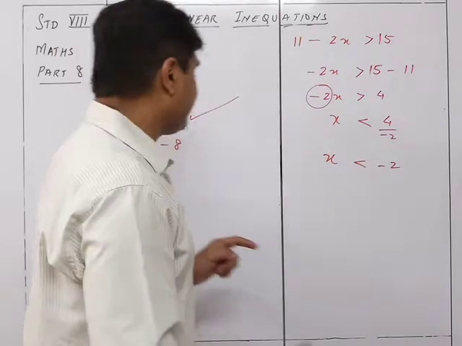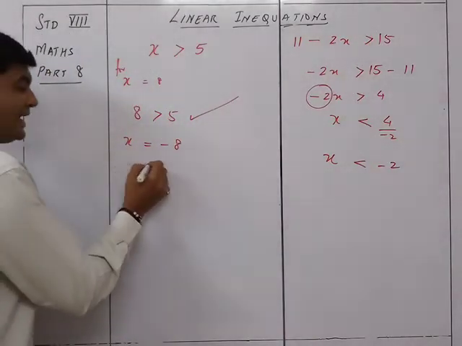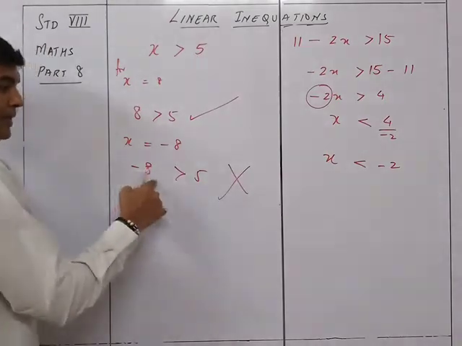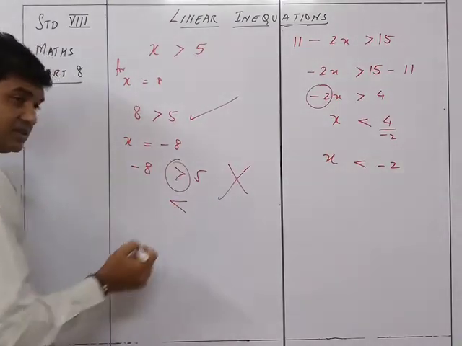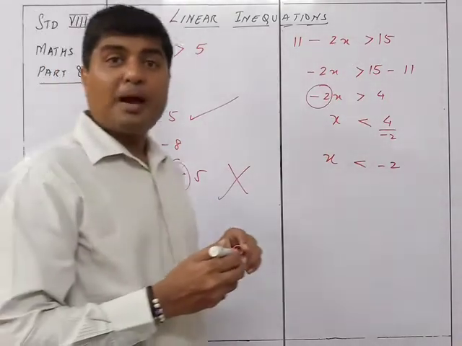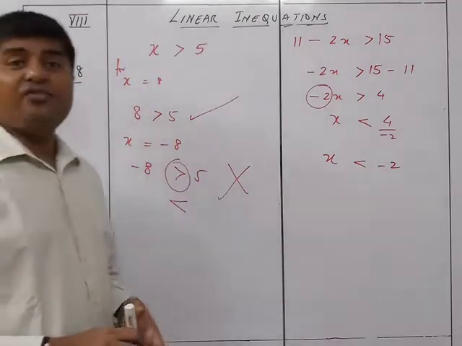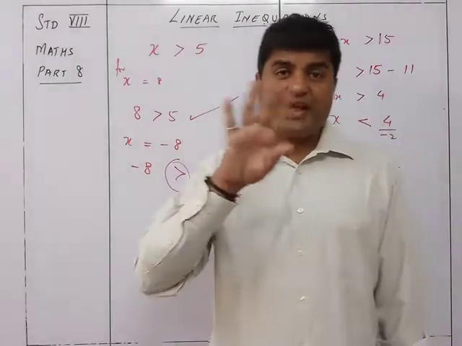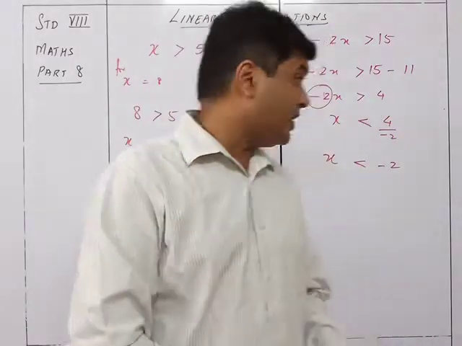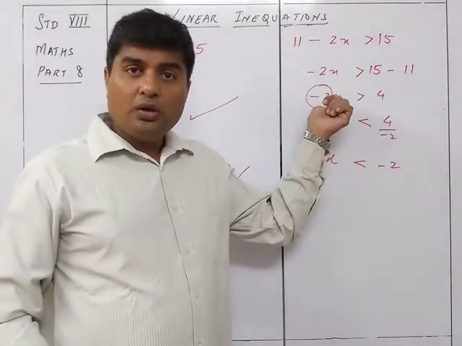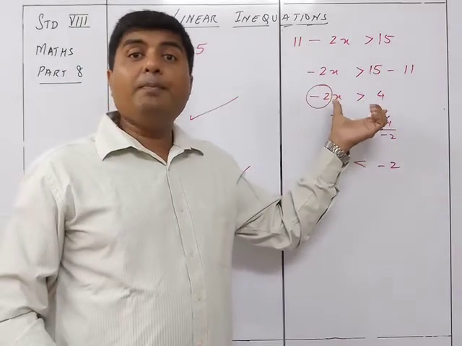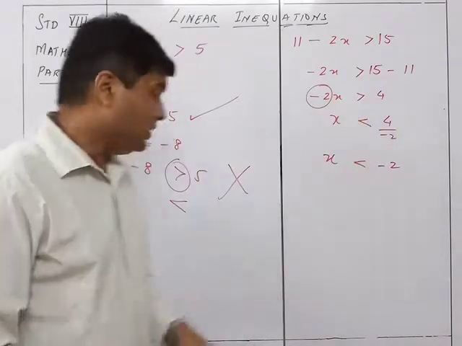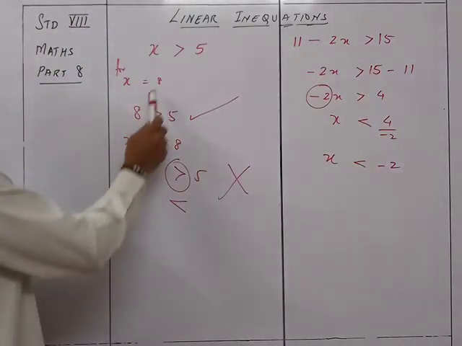If x is equal to minus 8, what will happen? Can I say x minus 8 is greater than 5? No. It is going to change like this. Minus 8 is less than 5. So when you are changing the value from negative to positive, what happened? It was minus 2x, and I made the minus 2x into x, so I made a negative to positive. If I make negative into positive, what happens?